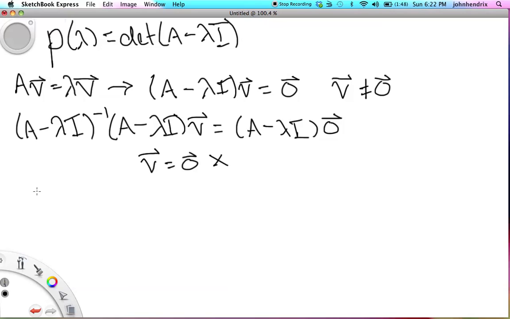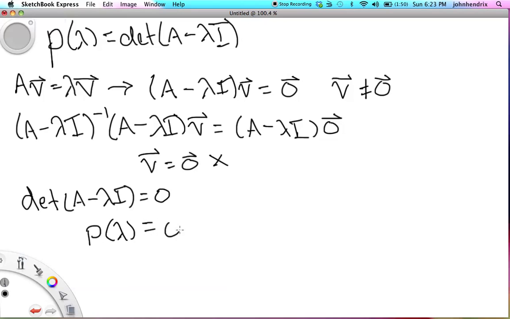So that means if we are to get some sort of non-trivial solution for v, then we want our A minus lambda I to be non-invertible. Now, if something does not have an inverse, that means that its determinant is 0. So therefore we want the determinant of A minus lambda I to be 0. But if we recall, we define our characteristic polynomial to be that. So therefore, the characteristic polynomial is equal to 0.